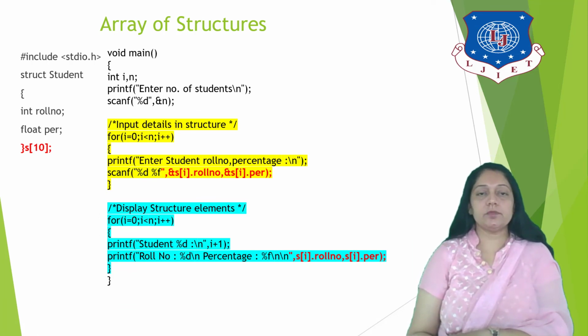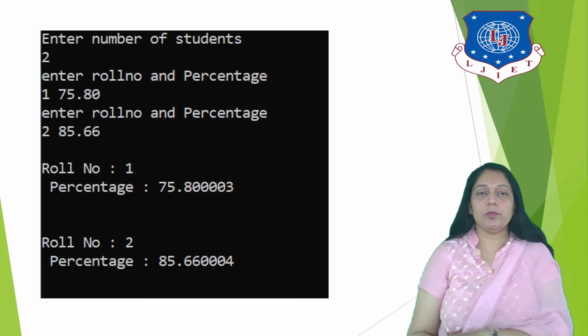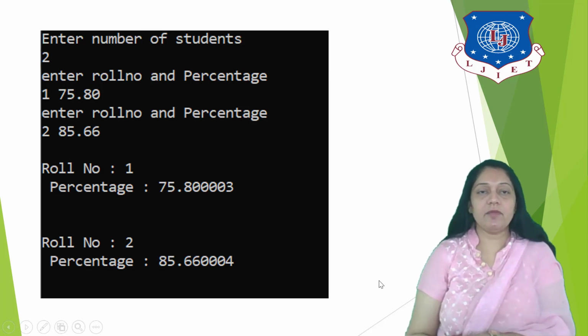When you execute this program, the output would be: enter the number of students, that is the value of n equal to 2. Then for the first student, enter the roll number and percentage. So I am entering roll number 1 and percentage 75.80, and for the second student the loop is executed a second time. For the second student also I am entering the roll number and percentage. So roll number is 2 and percentage is 85.66. Afterwards I am displaying it in a particular format. So you can see here I entered the roll number and percentage of two different students.